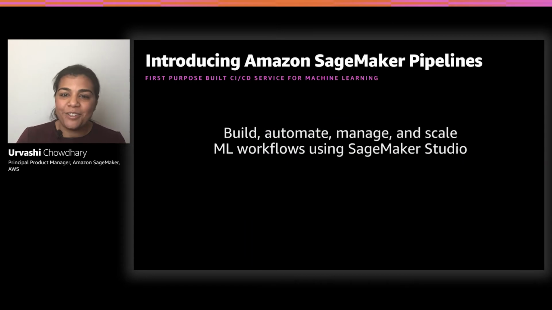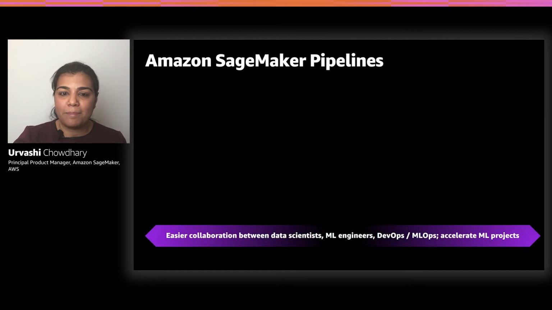I'm really excited to introduce Amazon SageMaker Pipelines, the purpose-built CI/CD service for machine learning. Amazon SageMaker Pipelines helps you build, automate, manage, and scale machine learning workflows using SageMaker Studio. Let's see how Amazon SageMaker Pipelines makes it easy for teams to collaborate and accelerate machine learning projects with CI/CD.